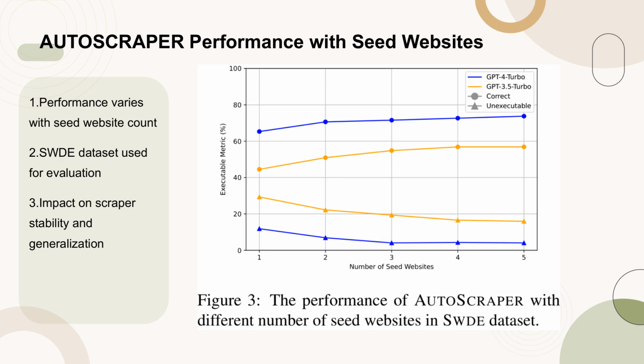Figure 3 illustrates the performance of AutoScraper as the number of seed websites varies within the SWD dataset. The results indicate that the performance of the scraper is influenced by the quantity of seed websites, with implications for the stability and generalization capabilities of the generated scraper. This experiment highlights the importance of seed website selection in optimizing the effectiveness of AutoScraper.